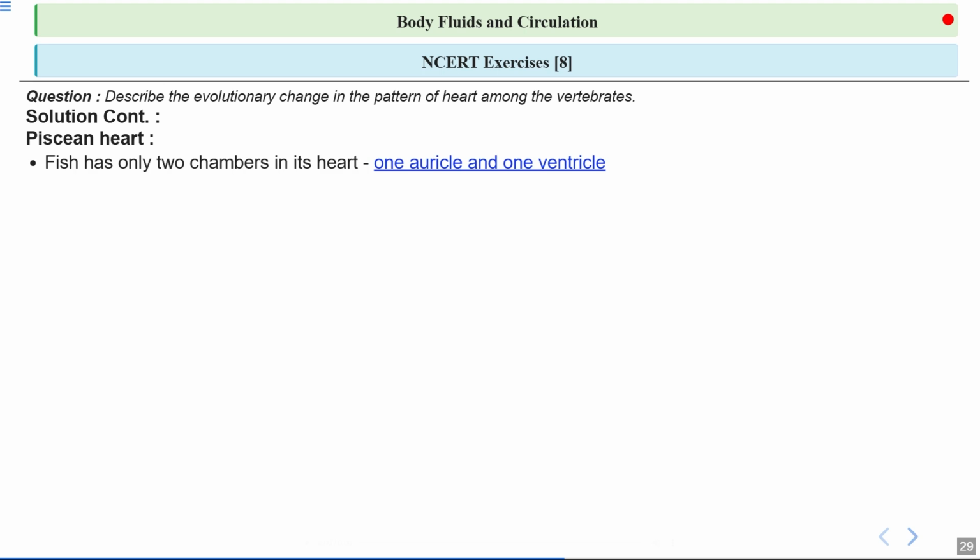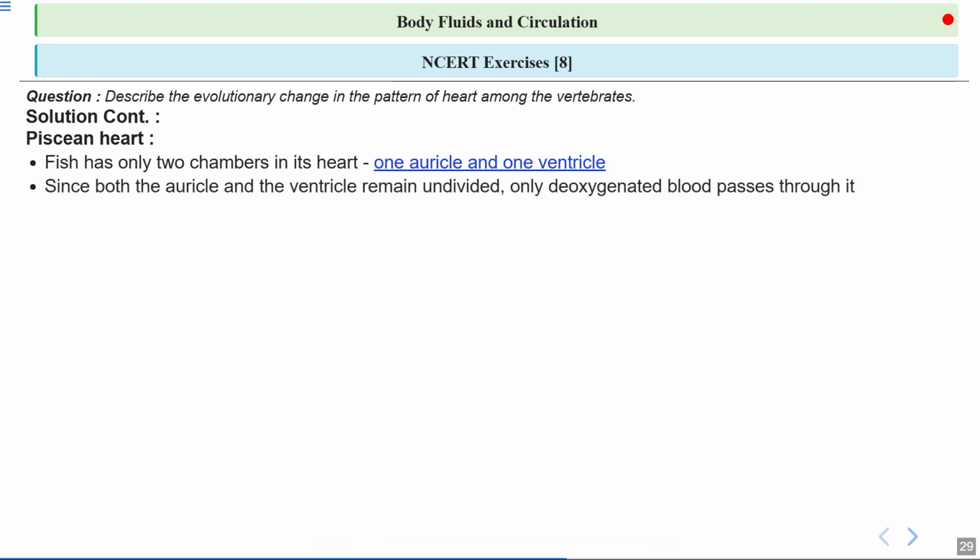Now, fish have two chambers in their heart, one auricle and one ventricle. Because both the auricle and ventricle are undivided, only deoxygenated blood passes through the fish heart. So this means the heart doesn't separate oxygen-rich and oxygen-poor blood, unlike in more advanced animals. The deoxygenated blood from the ventricle is sent directly to the gills for oxygenation.